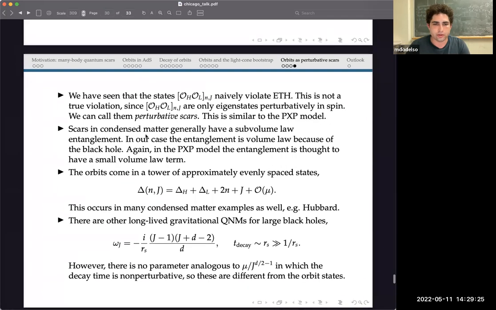So let's examine some other similarities to scars. In condensed matter physics, scars generally have a subvolume law entanglement. In our case, we have a black hole, so the RT surface is always going to be repelled by the horizon, and we get a volume law entanglement entropy. But that's not a contradiction with the condensed matter models, because again, in the PXP model, the entanglement is thought to have a small volume law term, which is responsible for thermalization of these almost scars.